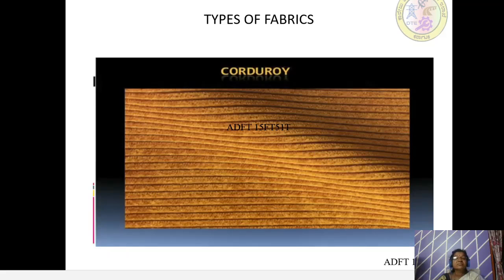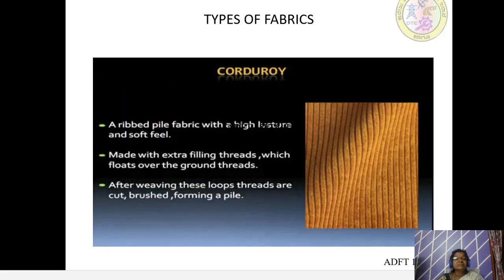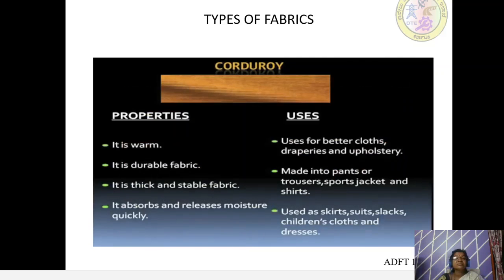Corduroy fabric. A ribbed pile fabric with a high luster and soft feel, made with extra filling threads which float over the ground threads. After weaving, the floats are cut and brushed, forming a pile. Properties: it's warm, durable, thick and stable fabric, and it absorbs and releases moisture quickly. Uses: for better clothes, draperies and upholstery, made into pants or trousers, sports jackets and shirts. Used as skirts, suits, slacks, children's clothes and dresses.